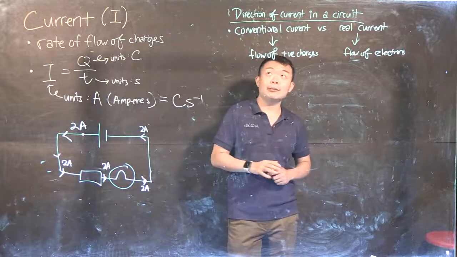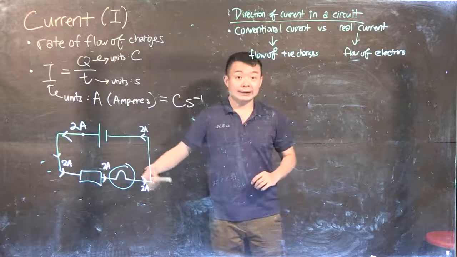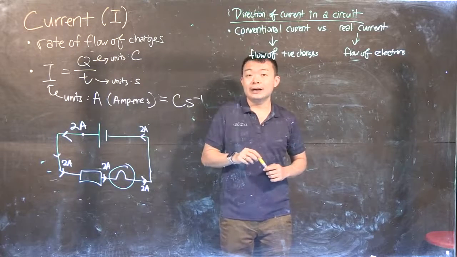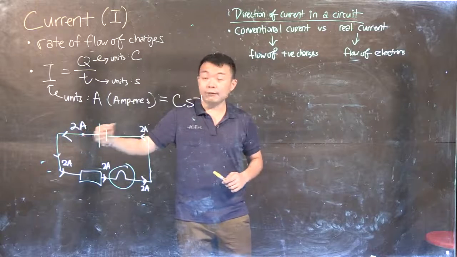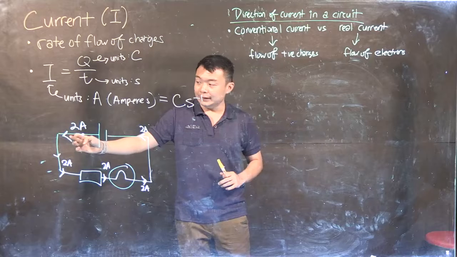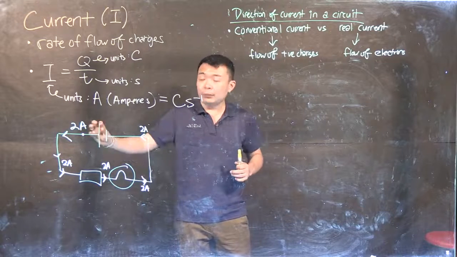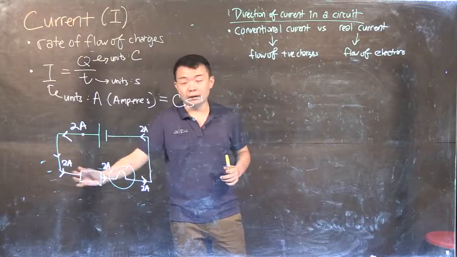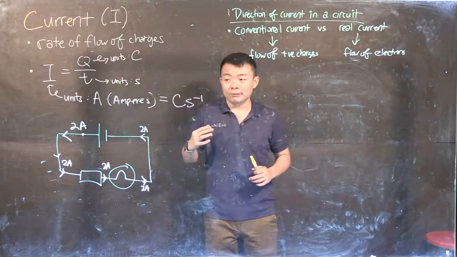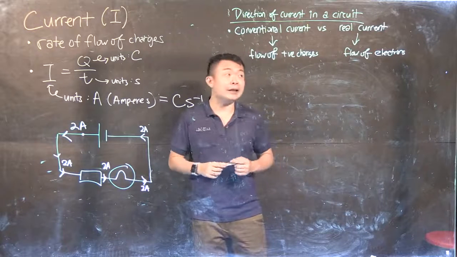Now, the last part of current is about the direction of current flow in a typical circuit. We always take conventional current to be the flow of positive charges around a circuit, and you can see it in the direction of the arrows that are drawn. It's as if protons are the ones that are moving along the circuit. Alright, this is what people came up with in the past before they discovered electrons.